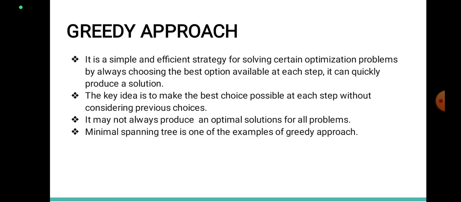Next approach is the greedy approach. It is a simple and efficient strategy for solving certain optimization problems. By always choosing the best option available at each step, it can quickly produce a solution. The key idea here is to make the best choice possible at each step without considering the previous choice. It may not always produce an optimal solution for all problems, so there's a chance only. One of the examples for the greedy approach is the minimum spanning tree. We can solve it mainly by two methods, that is Prim's algorithm and Kruskal's algorithm.